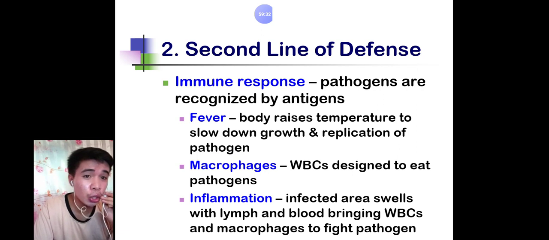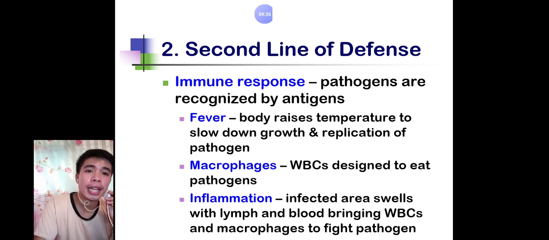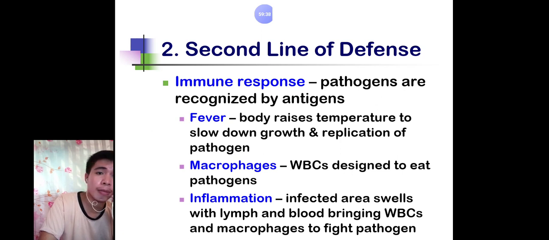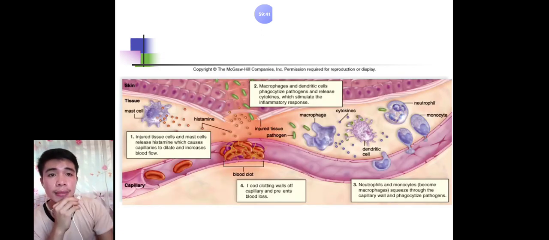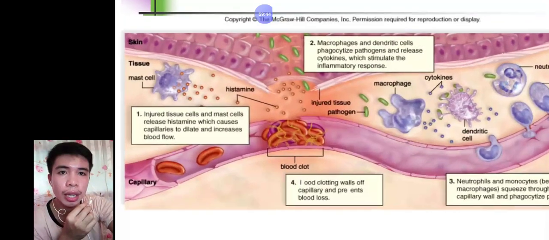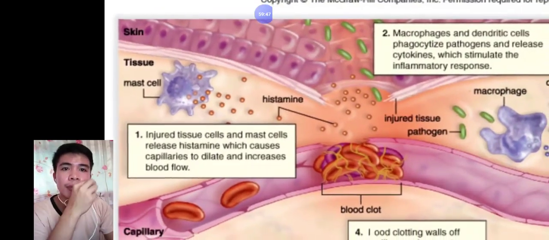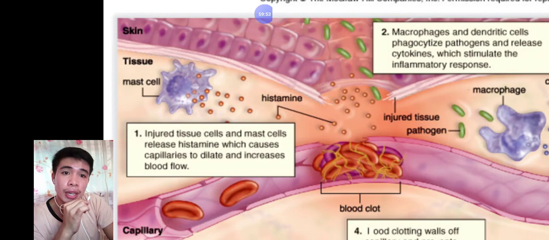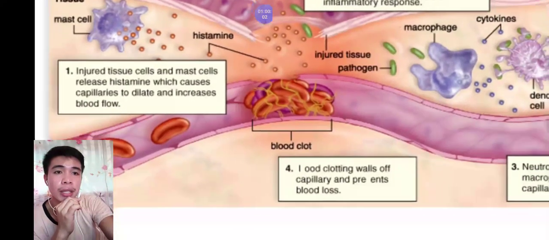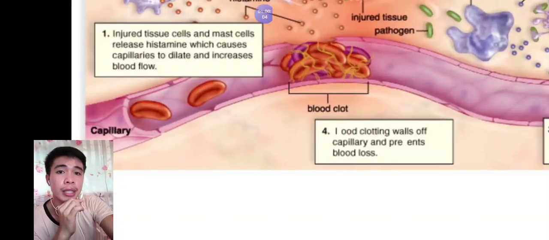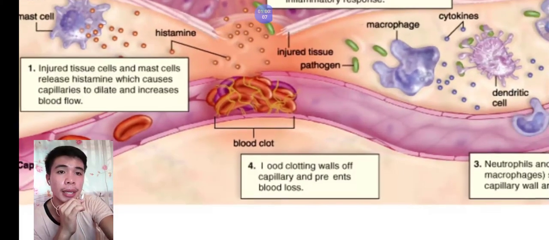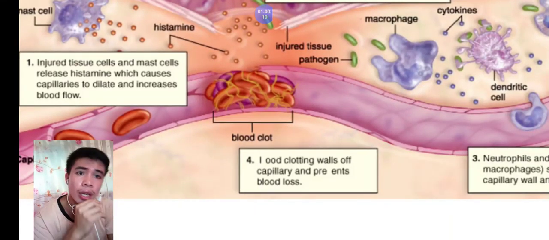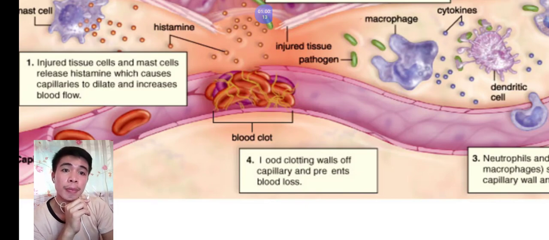Next is the inflammation. Infected areas swell with lymph and blood, bringing white blood cells and macrophages to fight pathogens. Injured tissue cells release histamine, which causes capillaries to dilate and increases blood flow. Blood clots trap blood in the blood vessels, and clotting in the walls of capillaries prevents blood loss.